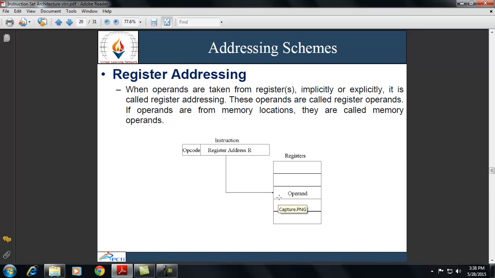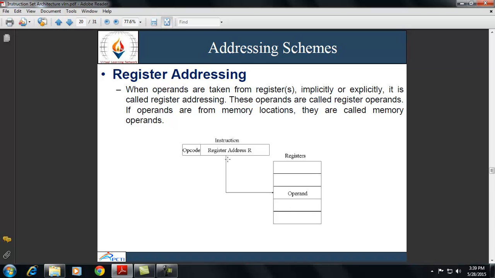If we talk about register addressing, register addressing means when the operands are taken from the registers, implicitly or explicitly, then it is called register addressing, and the operands are called register operands. If the operands are from memory locations, then they are called memory operands. Register addressing is frequently used for storing local variables of a procedure or for holding pointers to structures in programming languages. Now, register addressing is further categorized into register direct or register indirect.